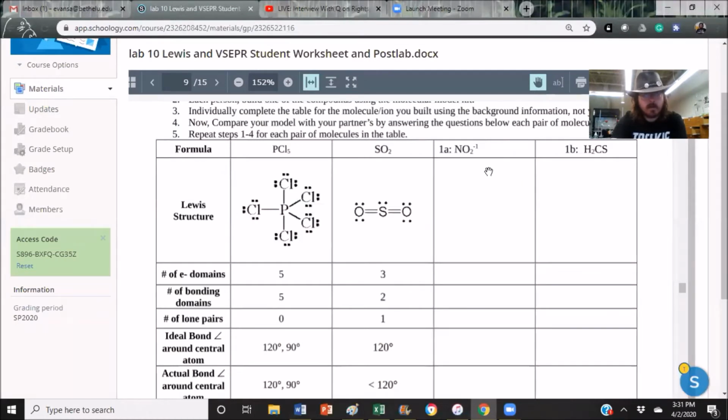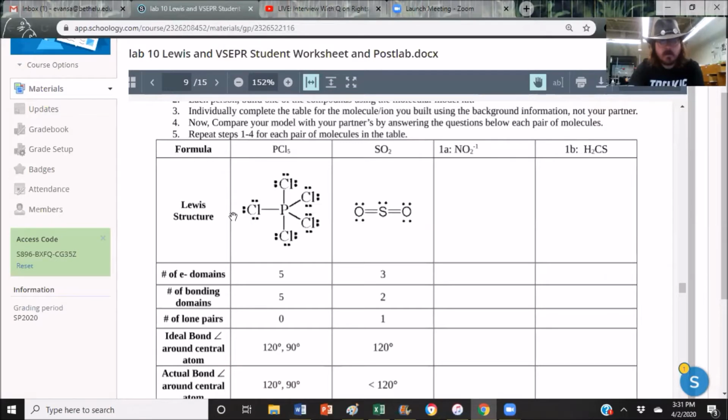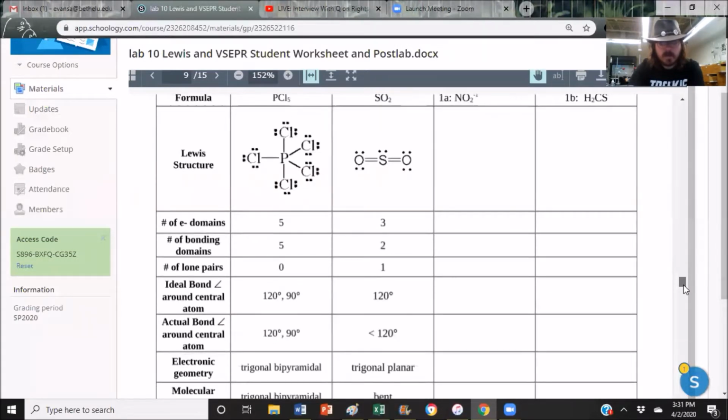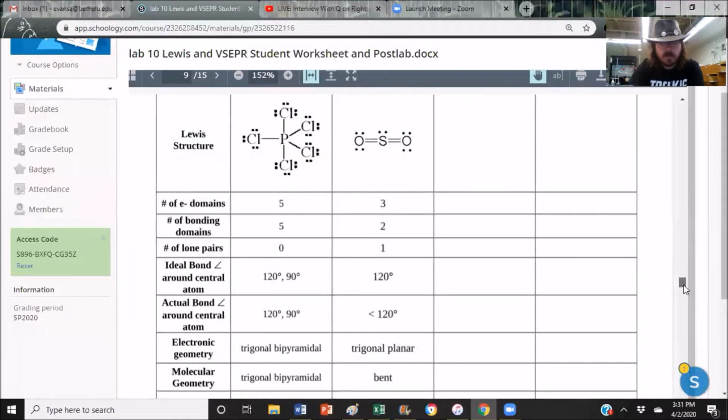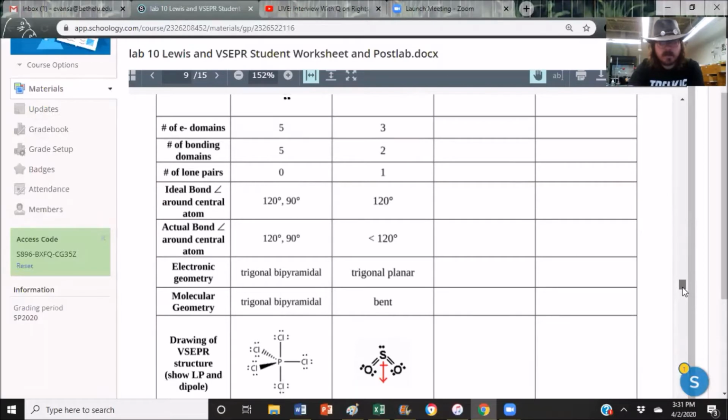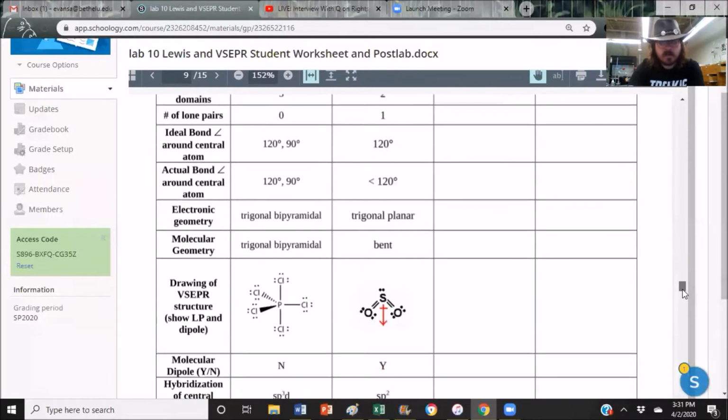Each problem, there's a ton of problems, all the same general premise. You'll give a formula. You must first draw a Lewis structure, a valid Lewis structure where all charges, all electrons are accounted for. And then we'll go through the following steps of what are the electron domains, what are the bonding domains, what are the lone pairs, what is the ideal bond angle, what is the actual bond angle, what is the electronic geometry, what is the molecular geometry.